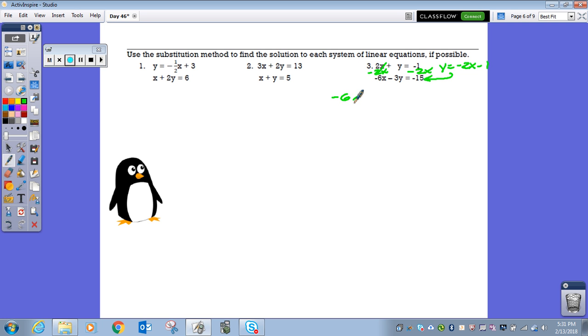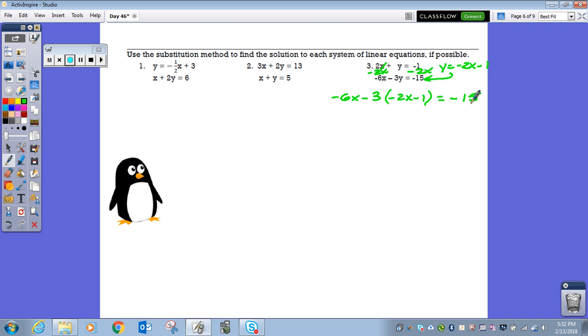And so negative 6x minus 3, we know what y is, right? Hopefully we're starting to get the hang of this now. I'm going to substitute y into that equation, right? This is the substitution method. So I'm substituting negative 2x minus 1 in for y, right? And so I no longer have to worry about a y being there.